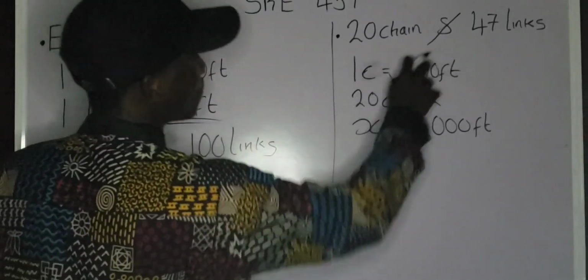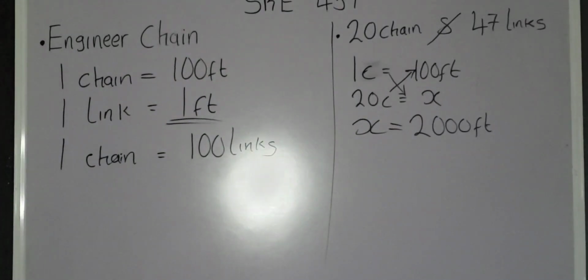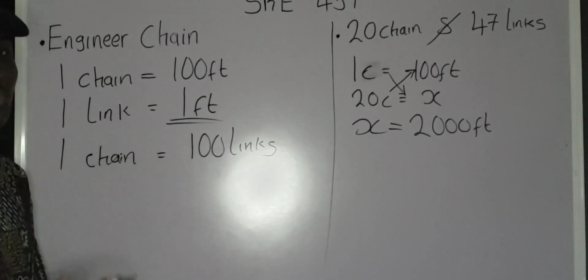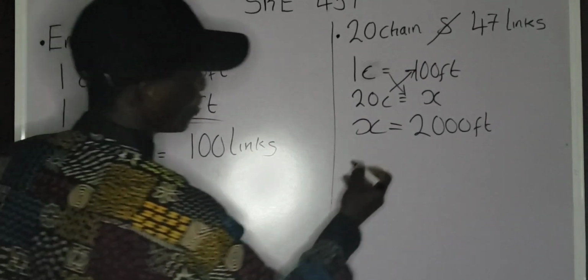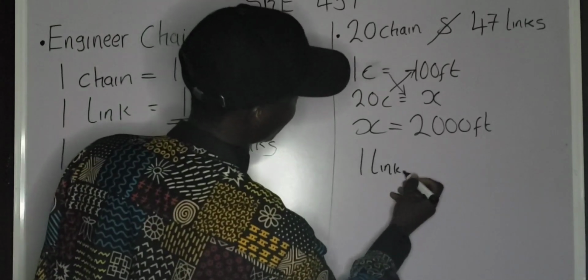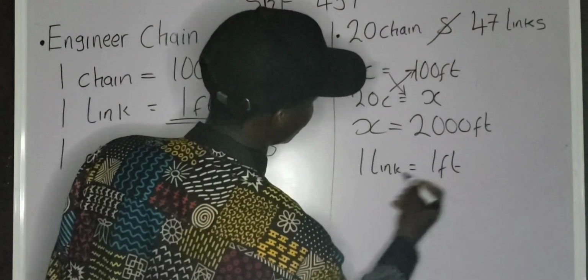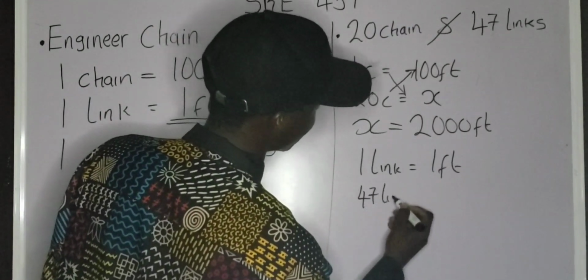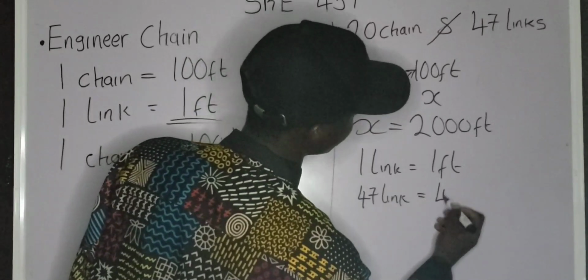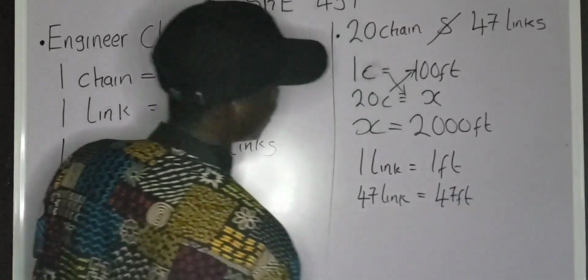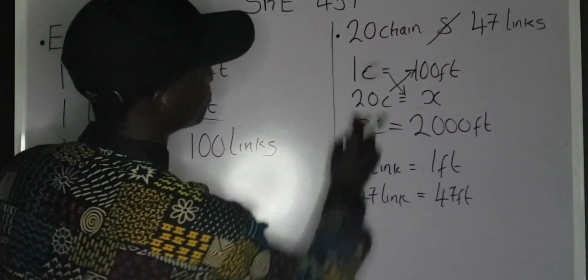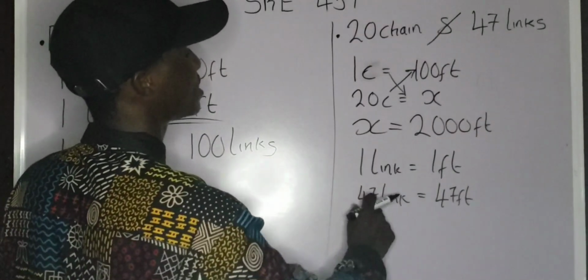Now let us convert the 47 links to feet. Don't forget that 1 link is equal to what? 1 foot. So 47 links will be what? 47 feet. You understand? 1 link equals 1 foot. So 47 links is equal to what? 47 feet. You understand? So now we have already converted both the 20 chains and 47 links to feet.